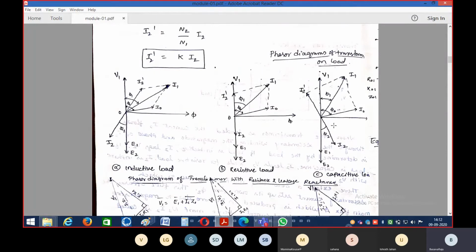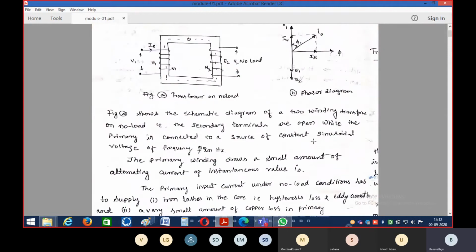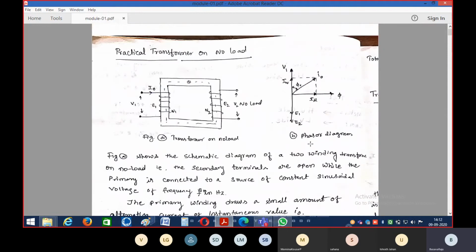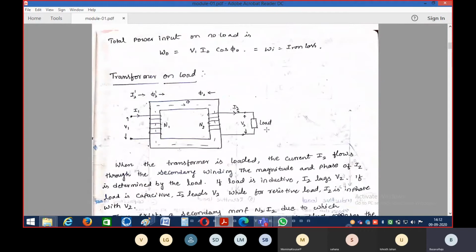In those vector diagrams, we did not consider any voltage drop due to the resistance and the reactance. So now we will consider the resistance and the reactance, and how the voltage drop due to the resistance and reactance will be included in the vector diagram, and how we should represent the resultant voltage vectors, that we will discuss.